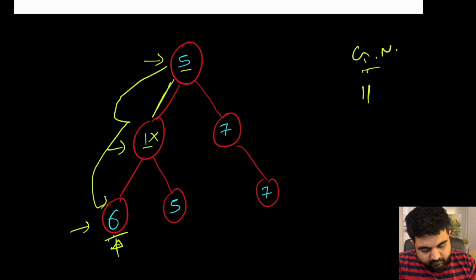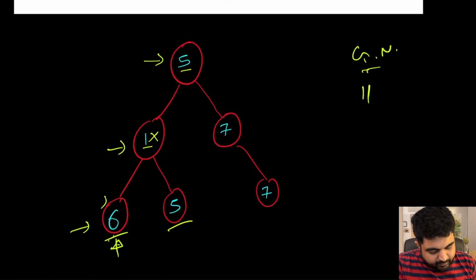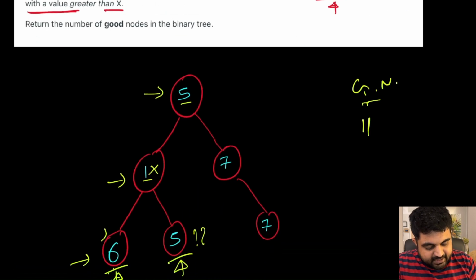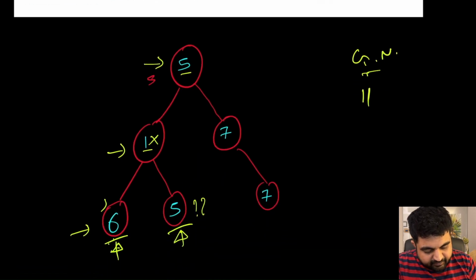Once again, now we found everything we could. Let's move to the next value, number 5. So is 5 a good node? Yes, 5 is also a good node. Why? Because the definition is that from root to that particular X, there are no nodes with value greater than X. In this case, the nodes we have are 5, 1 and 5. So there are no other nodes with value greater than 5, which means 5 is still a good node. So we will also mark this as good.